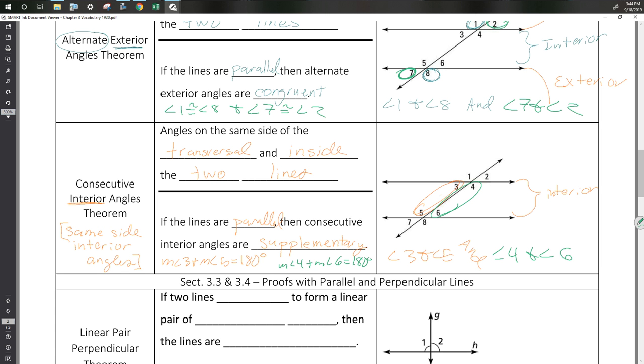Okay, so those are the vocabulary parts of your notes. So now what we're going to do is go do the notes part of the notes.